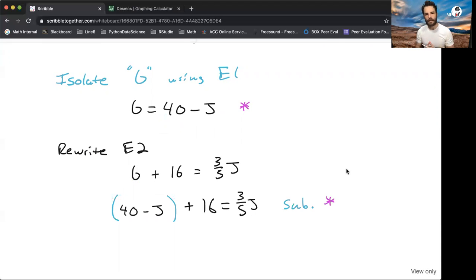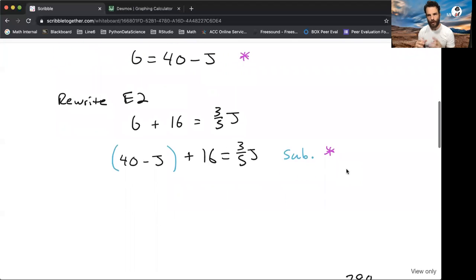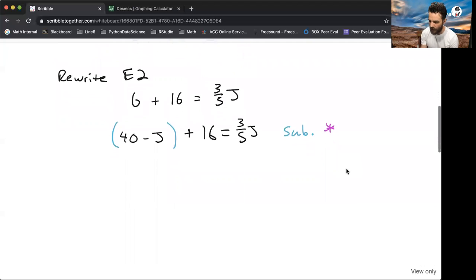Now when you start to work this, you're going to isolate J to get James's toy car number by itself. Here's what this is going to look like as we start to work on it.